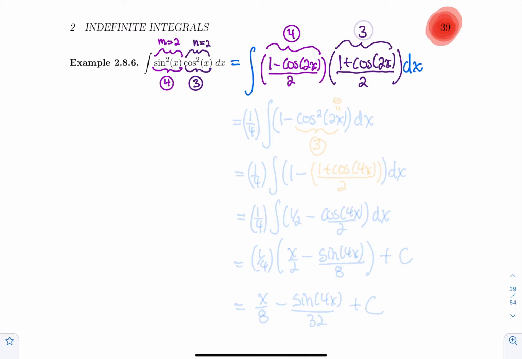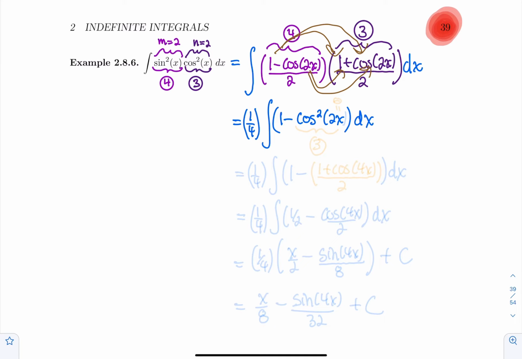And now you just need to FOIL. I'm going to spare you the detail, but the two denominators, 2 times 2, is 4, so I'm going to take out the coefficient 1/4. If you FOIL this, you're going to get 1 plus cos of 2x minus cos of 2x minus cos squared. So if you FOIL correctly here, you're going to get 1 minus cos squared of 2x. Do it if you're not sure. Just FOIL and simplify.